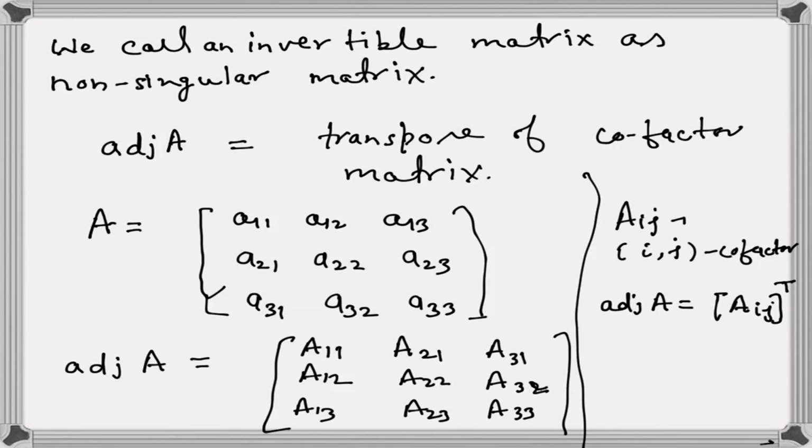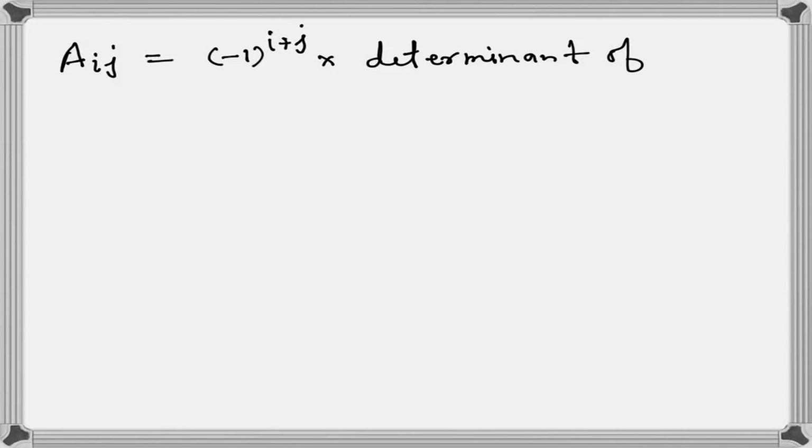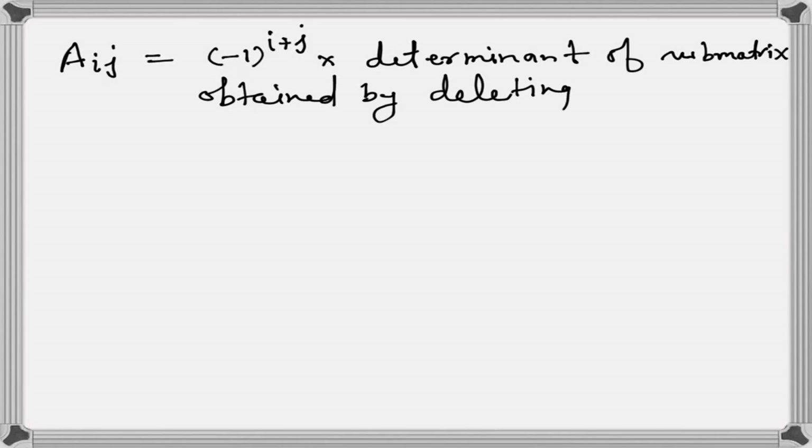Okay, now the question is, how do we compute these cofactors? Okay, so in general, this Aij is nothing but minus 1 to the power i plus j into determinant of submatrix obtained by deleting ith row and jth column.